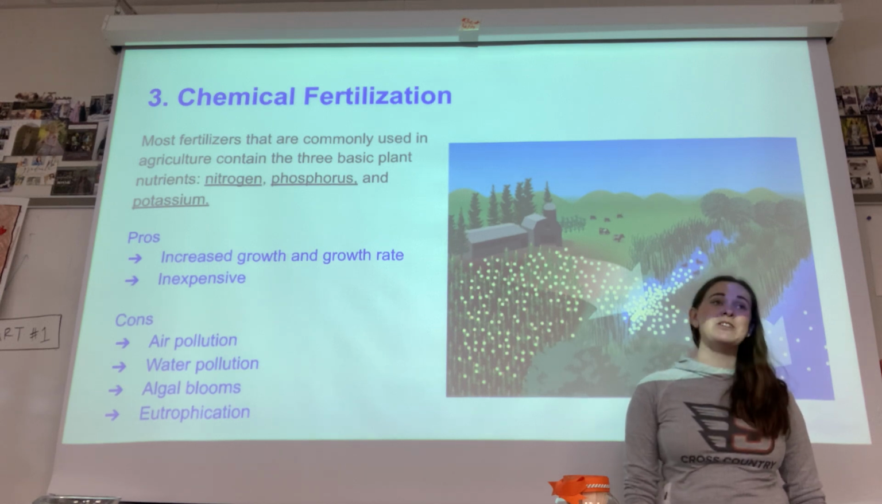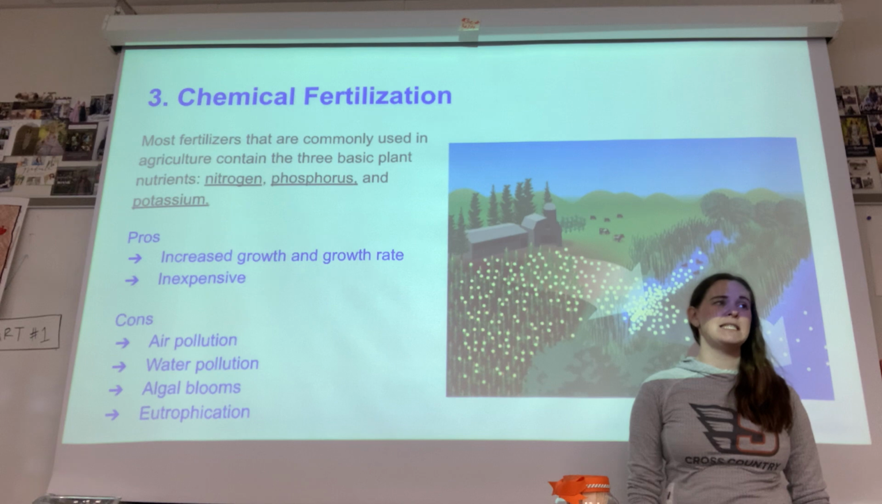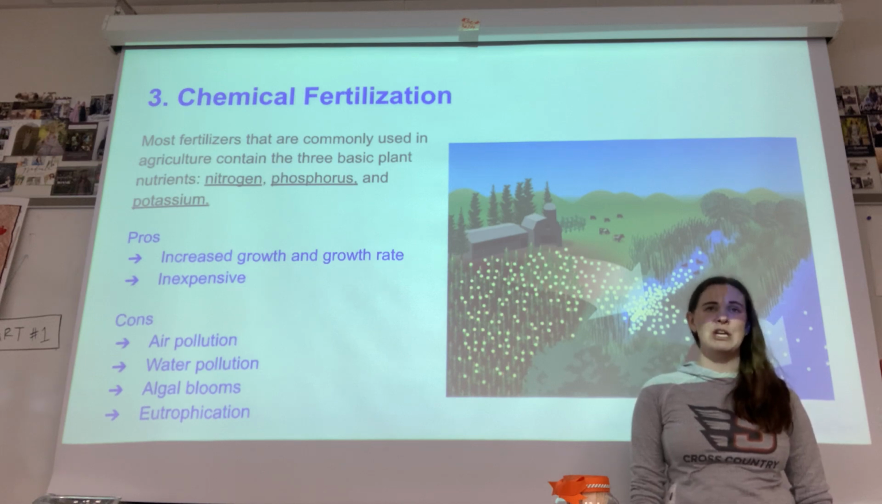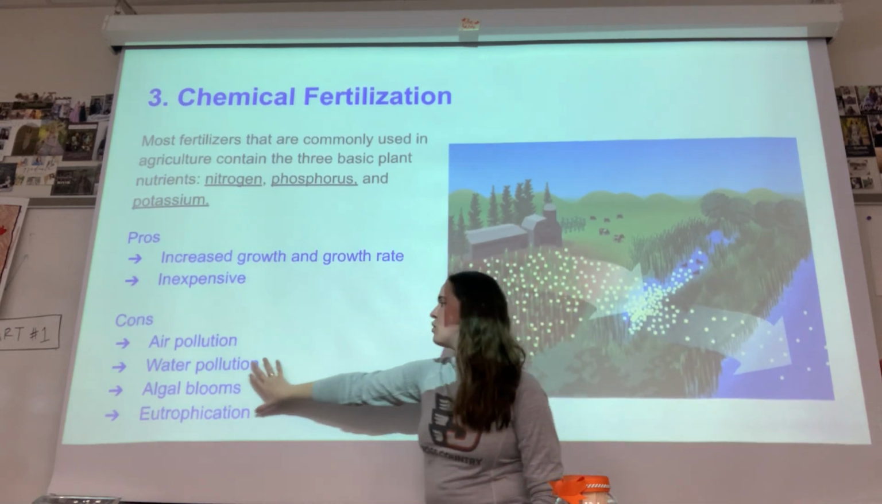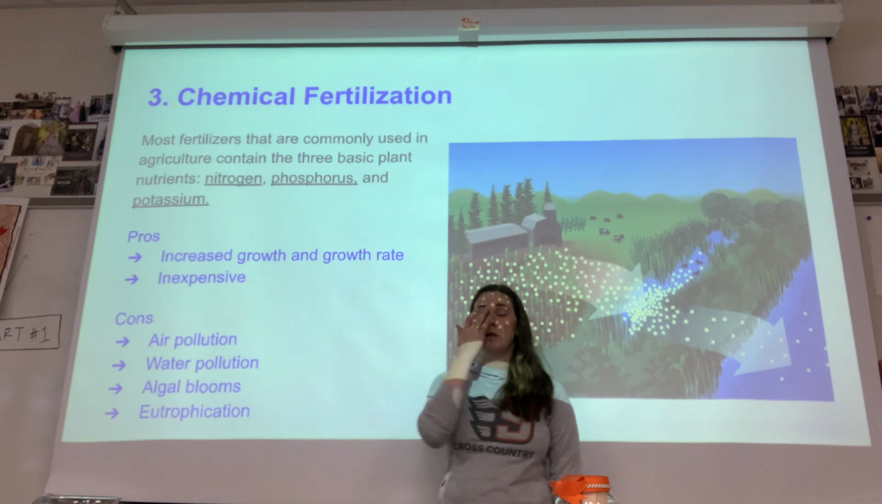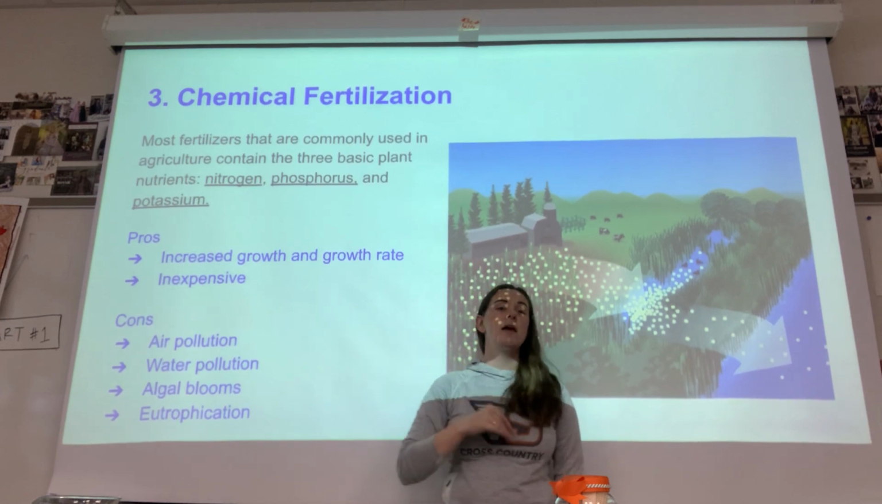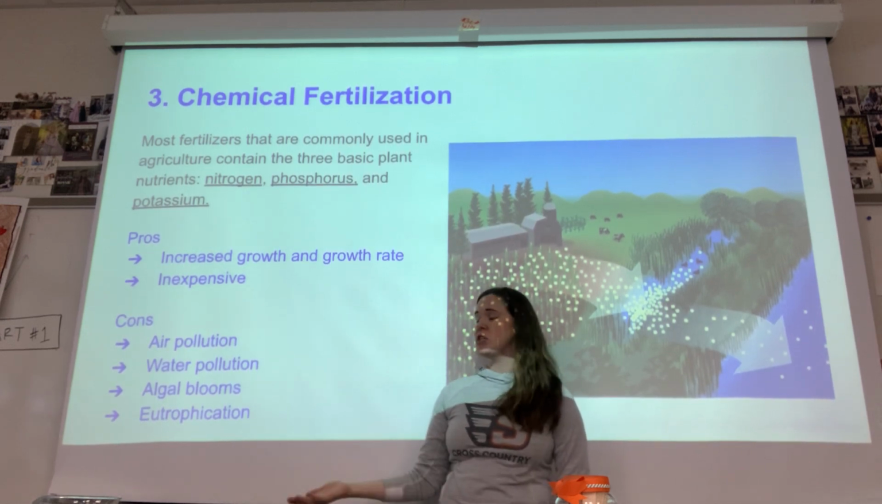So number 1, air pollution. The process it takes to turn nitrogen and phosphorus into fertilizer produces a lot of air pollution, like a lot. Number 2, water pollution, algal blooms and eutrophication. We talked all about these when we talked about nutrient cycling, and about the bad side of the phosphorus cycle and the nitrogen cycle.